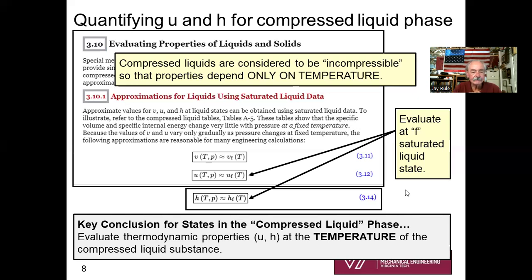And it turns out that we engineers deal with compressed liquids a lot because we deal with tap water, river water, cooling water for a cooling tower, ocean water. All of those are examples of compressed liquids. And so we evaluate little u and little h at the temperature of that substance as long as it's in the compressed liquid phase. I hope that helps.